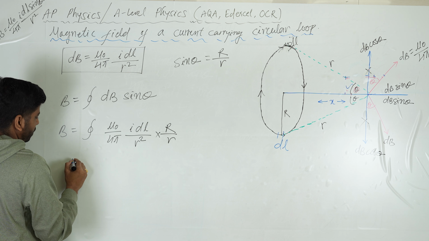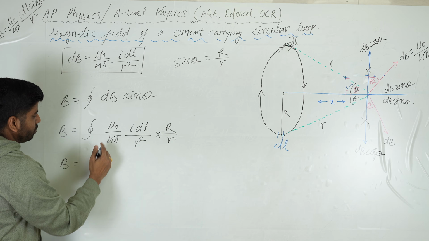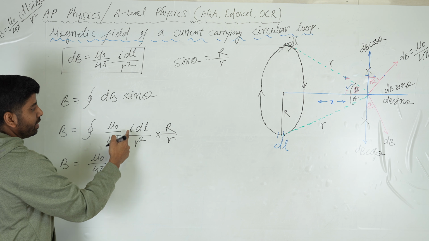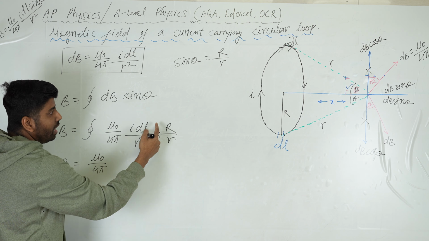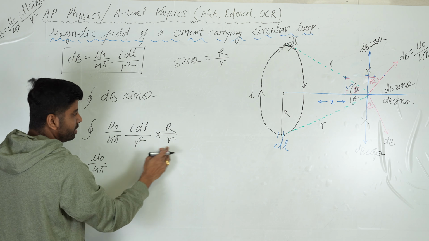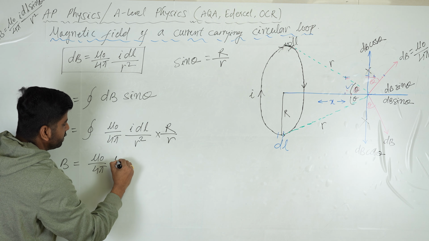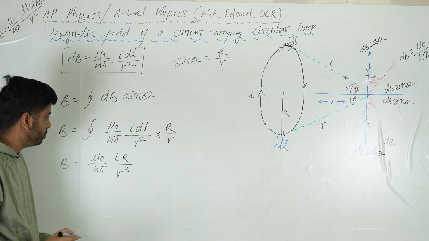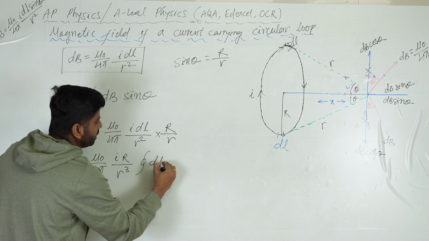In the next step, I want to take all the constants outside. Mu naught upon 4 pi is a constant, so it goes outside. Current is always constant in this loop, and R, the radius, is constant. This r, which is the distance, is also constant. So I can write I R upon r cube into the closed integration of dl.